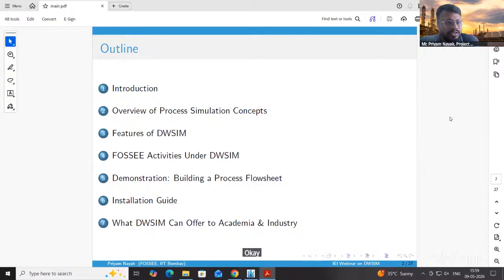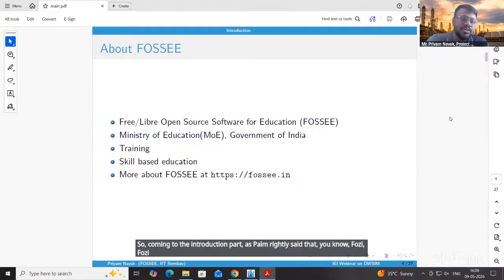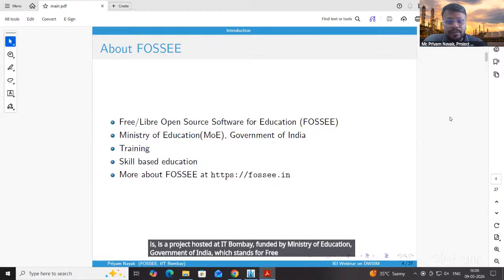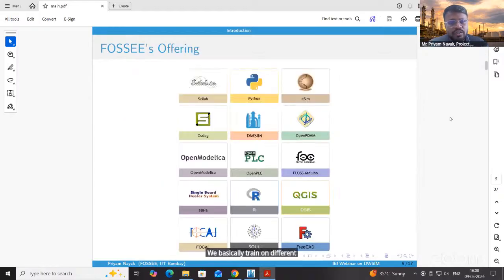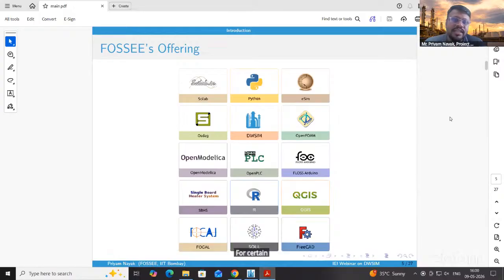Coming to the introduction part, as the ma'am rightly said, FOSSEE is a project hosted at IIT Bombay, funded by the Ministry of Education, Government of India, which stands for Free Open Source Software for Education. We basically train and develop different open source software. We also promote different open source software, like you can see here: Scilab, Python, eSIM, OSDAC, DWSIM, OpenFOAM. These are all open source software, and they are alternatives to certain commercial tools. For example, Scilab is an open source alternative to MATLAB.